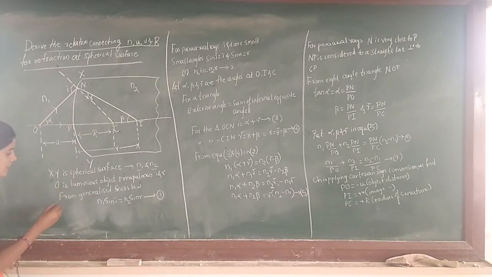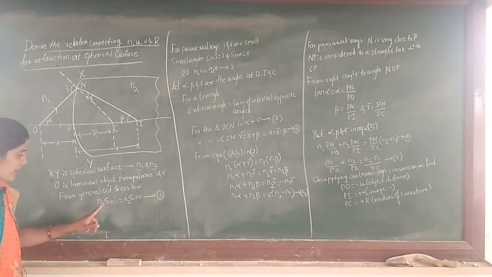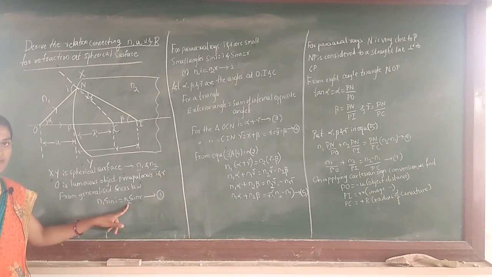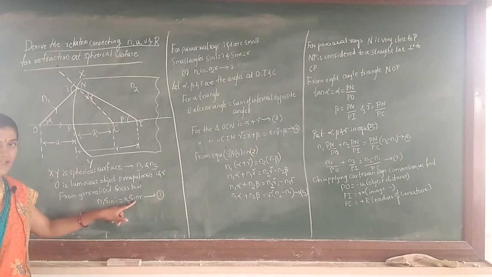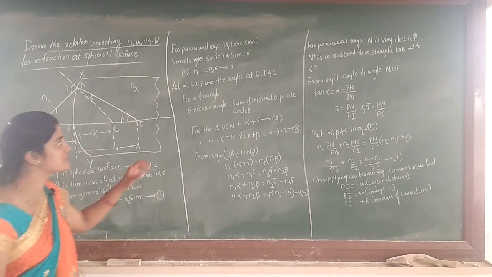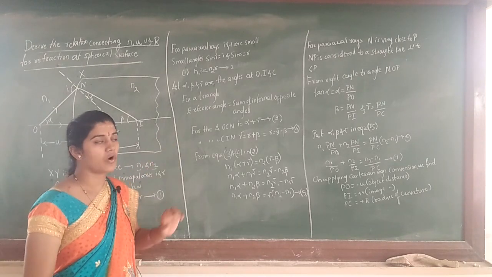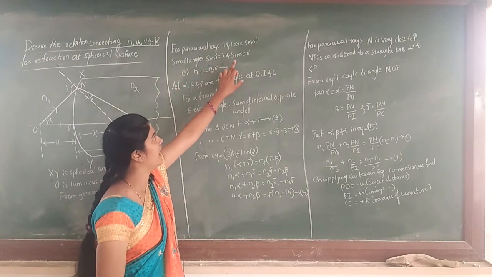Now from the generalized Snell's law, which we have studied, we can write N1 sin i is equal to N2 sin r. N1 and N2 are the two refractive indices on the spherical surface XY. Now let us consider the angles i and r to be very small. If they are very small, we consider sin i equal to i and sin r equal to r.